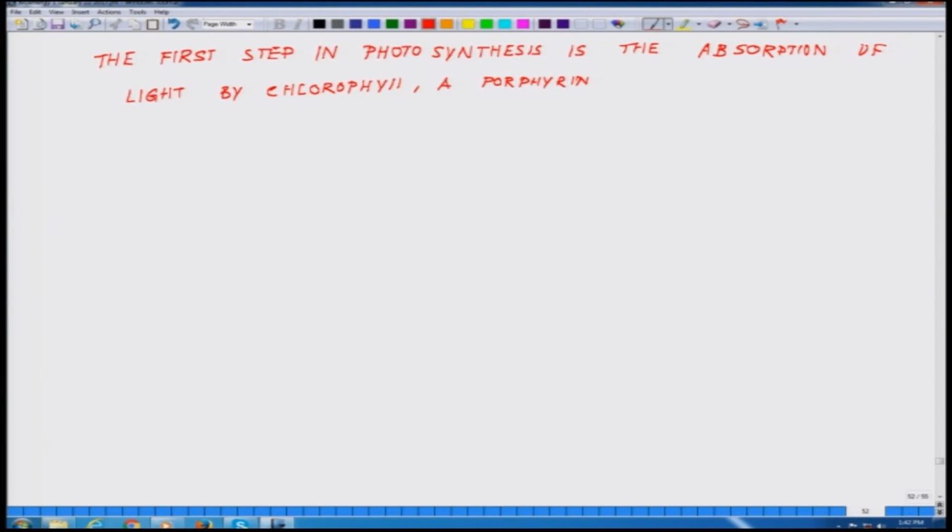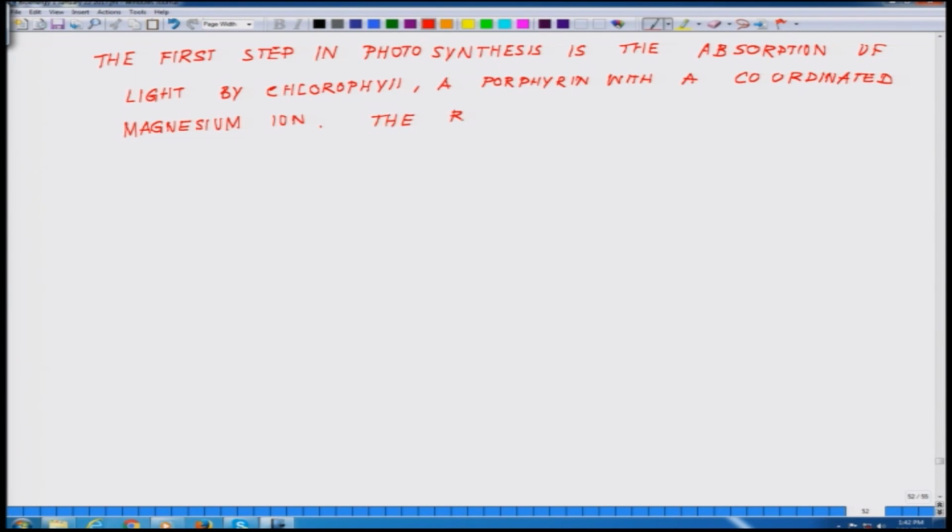Which is essentially a porphyrin with a coordinated magnesium ion present at the center.